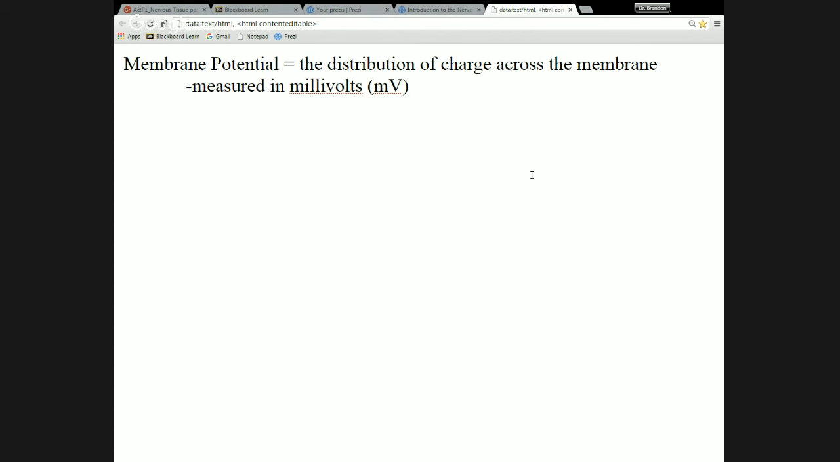Now I point that out because the fact that we're measuring this in millivolts is because the charge that is stored up across the membrane is relatively small. It's in the neighborhood of 100 millivolts. Well, yeah, we'll say in the neighborhood of 100 millivolts. So that amount of electricity at any one time isn't a whole lot.